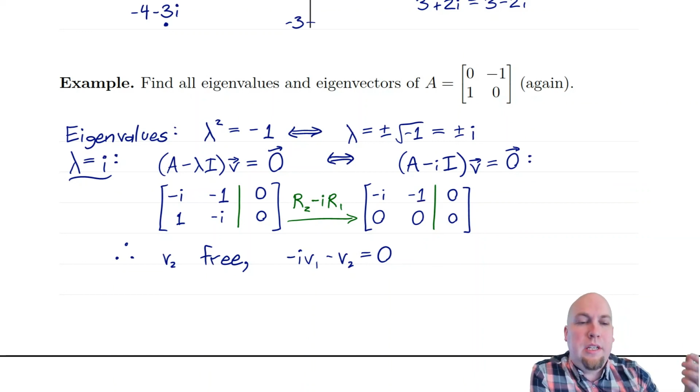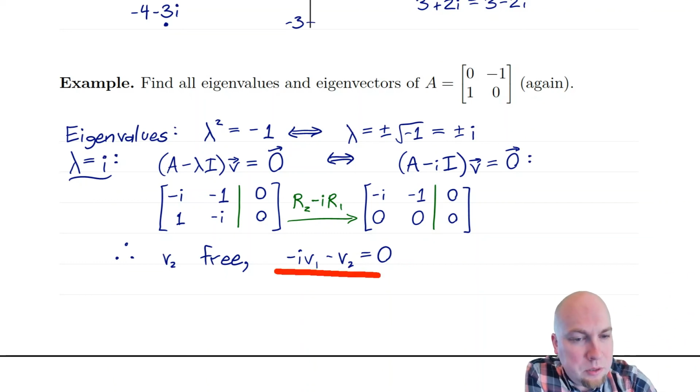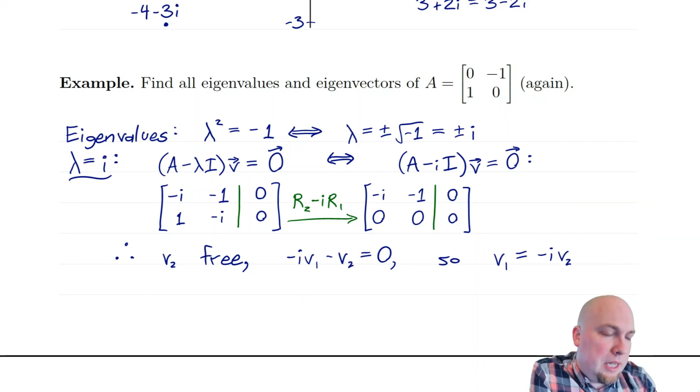Rearrange that so that you've got v1 in terms of v2, leading in terms of free. So divide both sides by minus i. In other words, multiply both sides by i, and bring the v2 stuff over to the other side. And what you're going to get is v1 equals minus i times v2.